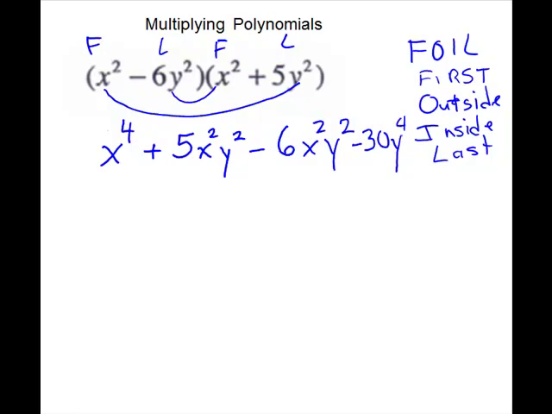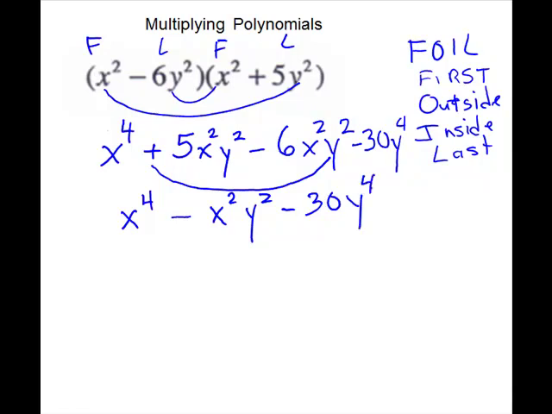All right, now we look to see if any will combine. The x squared y squared terms combine. So my x to the 4th stays. These are different signs, so subtract sign of the larger. So negative 1 x squared y squared minus 30 y to the 4th.